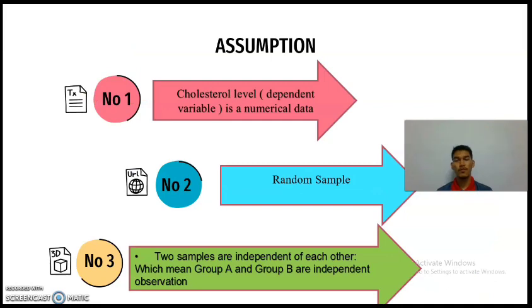Okay, next we move to the assumptions. We have three assumptions. Number one, cholesterol level, the dependent variable, is numerical data. Number two, random sample. And number three, the two samples are independent of each other, which means group A and group B are independent observations.